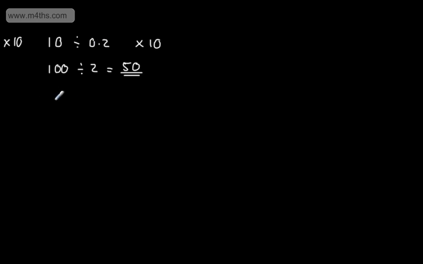Let's do another one. Let's do 25 divided by 0.4. So all we're going to do now is multiply both of these by 10. So that's going to give me 250 divided by 4. So all I've done is multiplied both of these by 10. So if we look at this now, we're going to end up with 250 divided by 4. 250 divided by 4 is going to give me 62.5. So our answer would be 62.5.